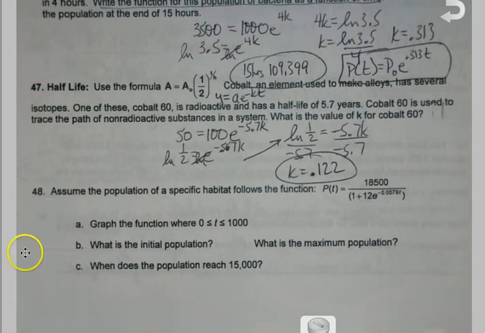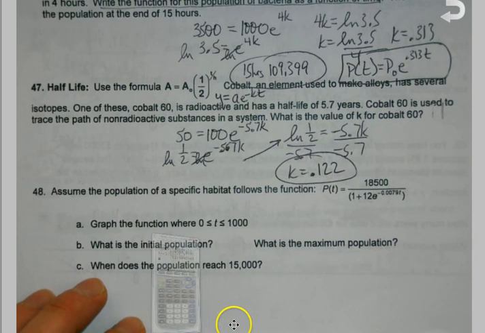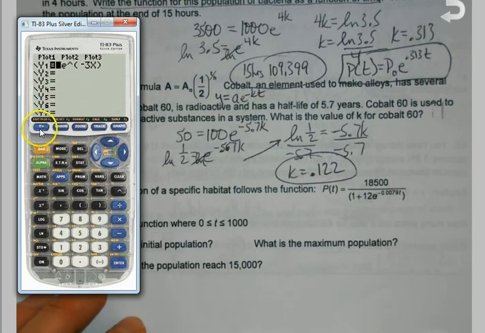And then finally, assuming the population of a habitat is this, okay, graph the function. We'll get back to that in a minute. My initial population, so we're going to get our values down here. So y equals, and also the test itself is not quite this long, and we're doing some explanations and showing steps, so no worries.